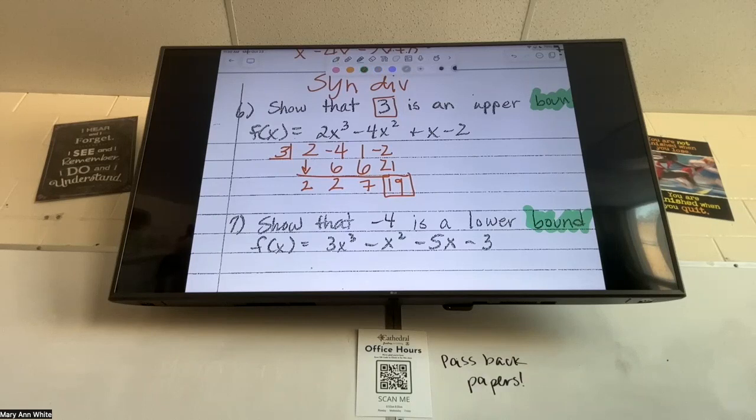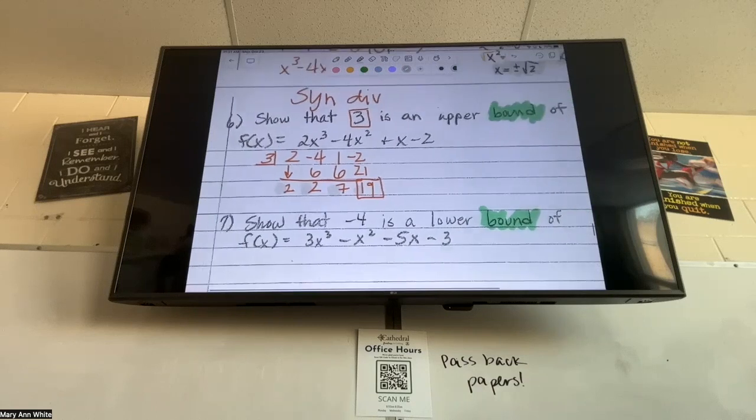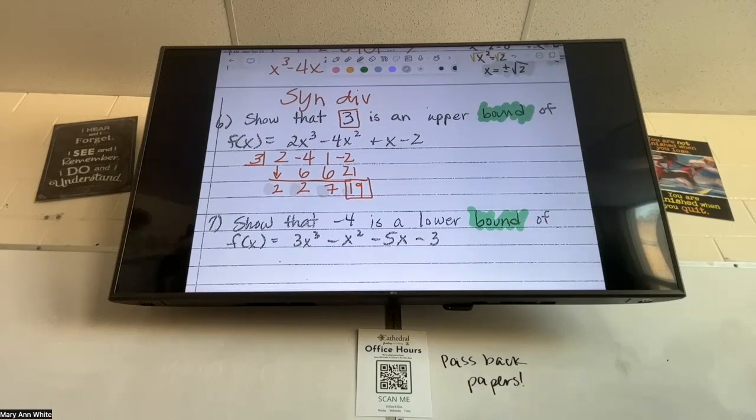Notice that all of these numbers are positive, +2, +2, +7, +19. When they're all positive, that makes it an upper bound. So all positive numbers when we do our synthetic division equals an upper bound.